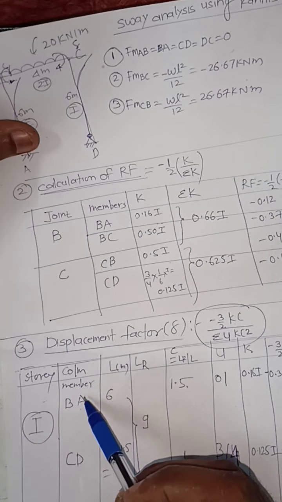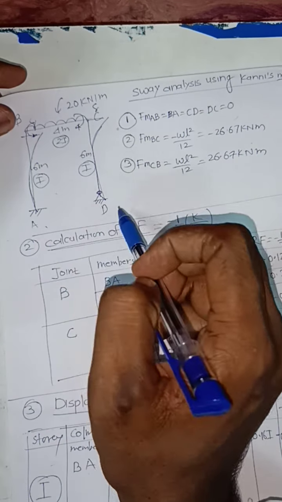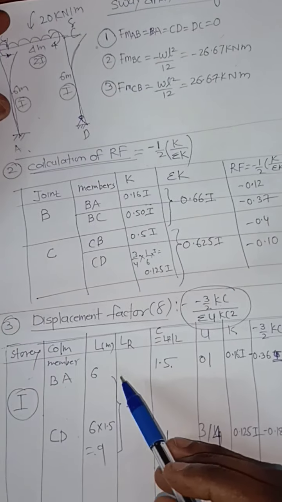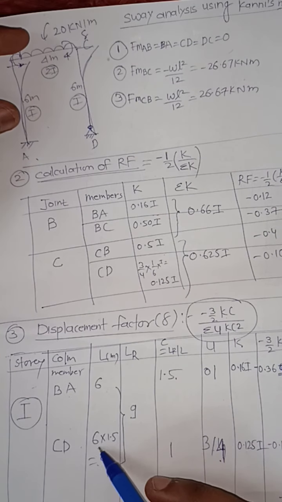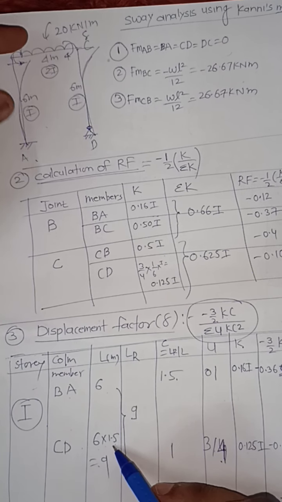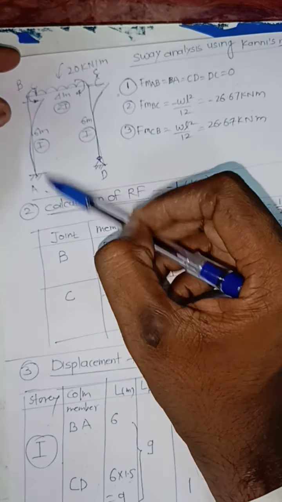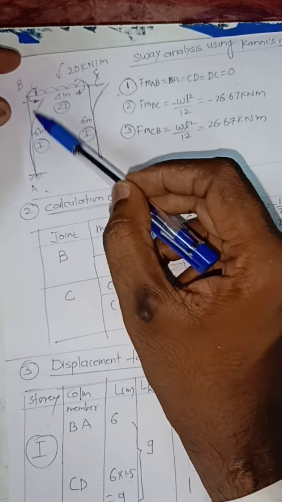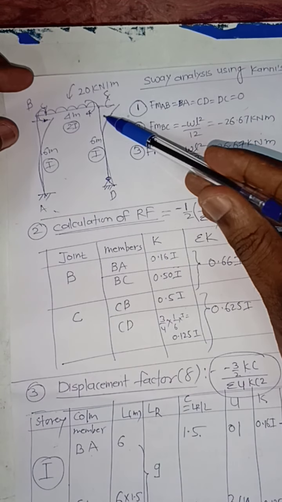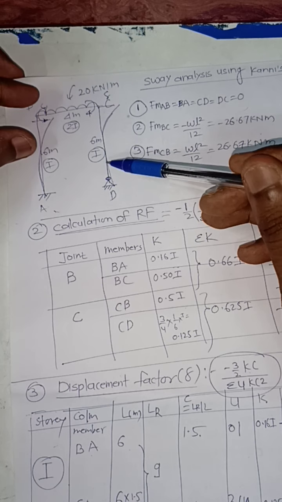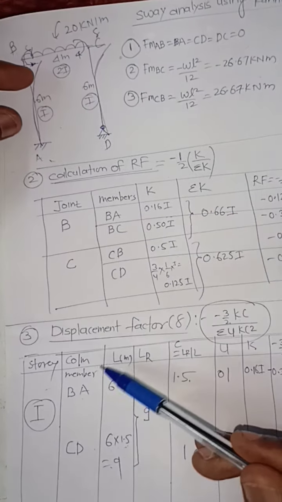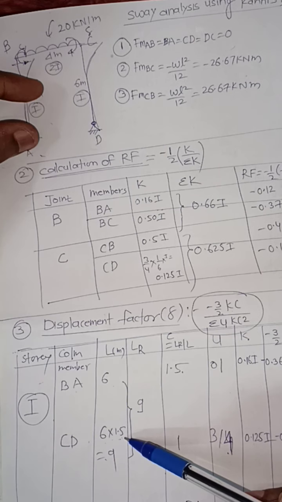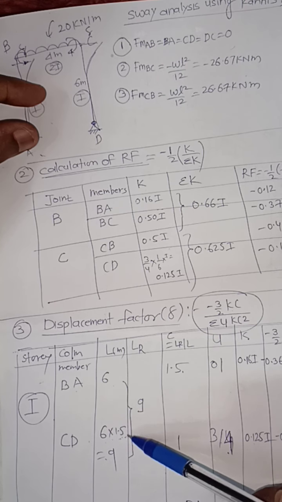Then column member: column number BA is there, column number CD is there, so we write BA and CD under this. Then length, actual length 6 and 6, so 6 meter is there, and here 6 into 1.5. Why 1.5? Because BA is 6 meter already given. It is a fixed part, so we consider this the actual length. But under CD there is a hinge support, so whenever the hinge support comes, under the length factor we have to multiply it for hinge support. For the hinge supported span it should be 1.5. So 6 into 1.5, 9.